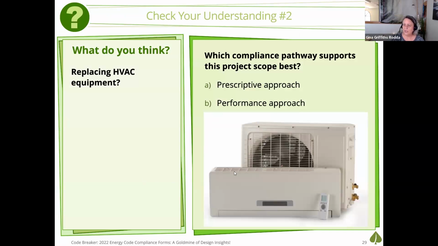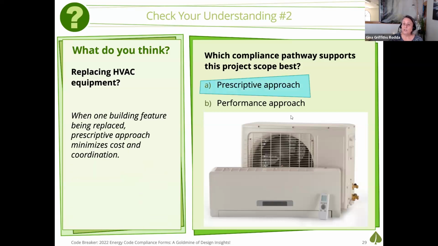Michael is saying B, Ebby is saying B. When you're just replacing the mechanical equipment, you're just looking at the mechanical equipment and it's not holistic. So typically when we just have one building feature that is being altered, we are looking at the prescriptive approach.